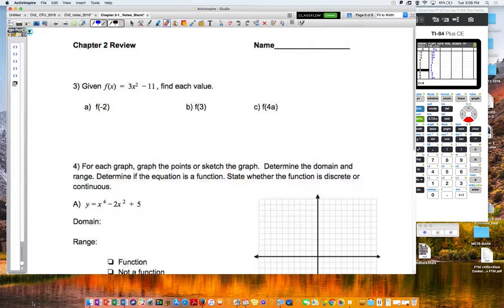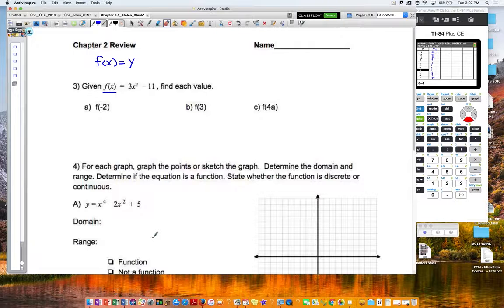So the back page now talks about function notation. Remember that f of x is the same thing as saying y. The reason why we like having this notation is because we know it's the y value, what the y value equals, in this case 3x squared minus 11. So whenever we put a number inside here, that's what we're going to substitute for x into the function.